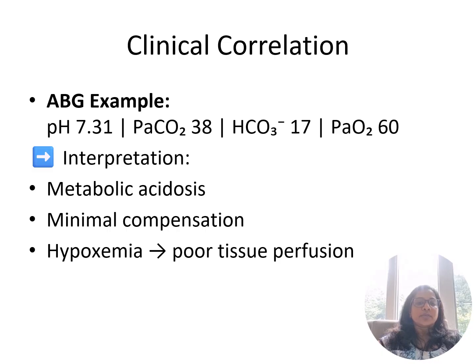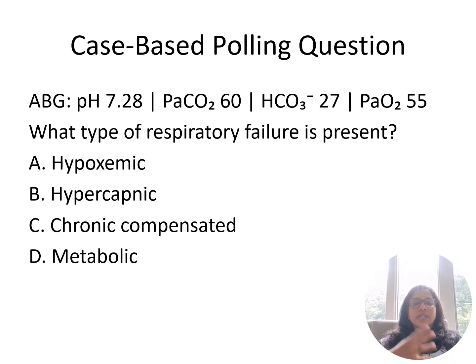So how do we interpret this value? pH 7.31, the patient is in acidosis. PaCO2 is 38, so it's not that bad, but PaO2 is 60. That means they are in a hypoxic stage and there is poor tissue perfusion. So when you get a result, always look at it as a pattern.